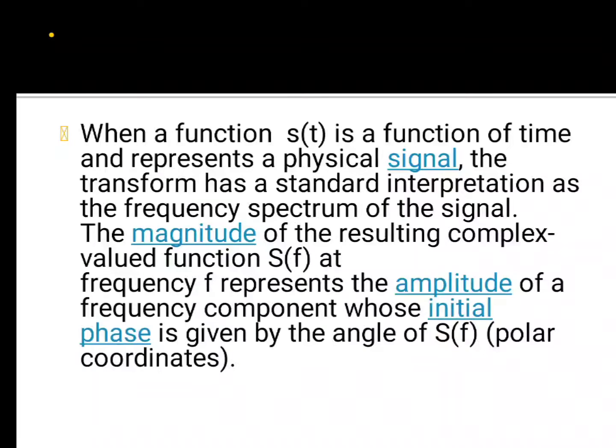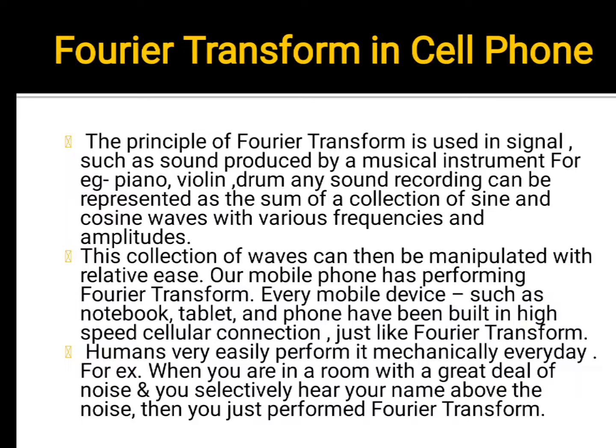Fourier transform in a cell phone. The principle of Fourier transform is used in signals such as sound produced by musical instruments, for example piano, violin, drum. Any sound recording can be represented as the sum of a collection of sine and cosine waves with various frequencies and amplitudes. This collection of waves can then be multiplied or manipulated with relative ease.